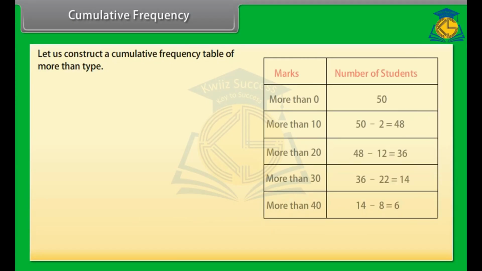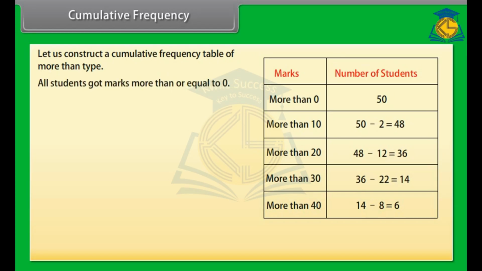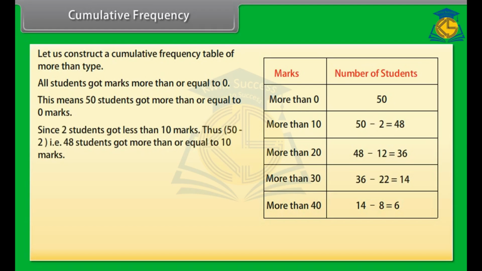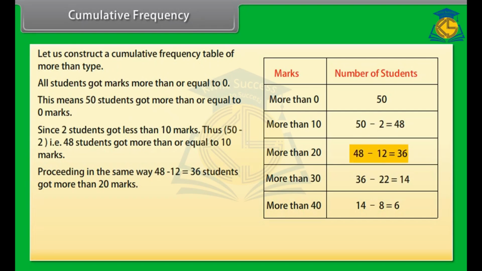Let us construct a cumulative frequency table of more than type. Let us know the method of calculating cumulative frequency table of more than type for the above data. Here, all students got marks more than or equal to 0. This means 50 students got more than or equal to 0 marks. Since 2 students got less than 10 marks, thus 50 minus 2, that is 48 students got more than or equal to 10 marks. Proceeding in the same way, 48 minus 12 equals 36 students got more than 20 marks.